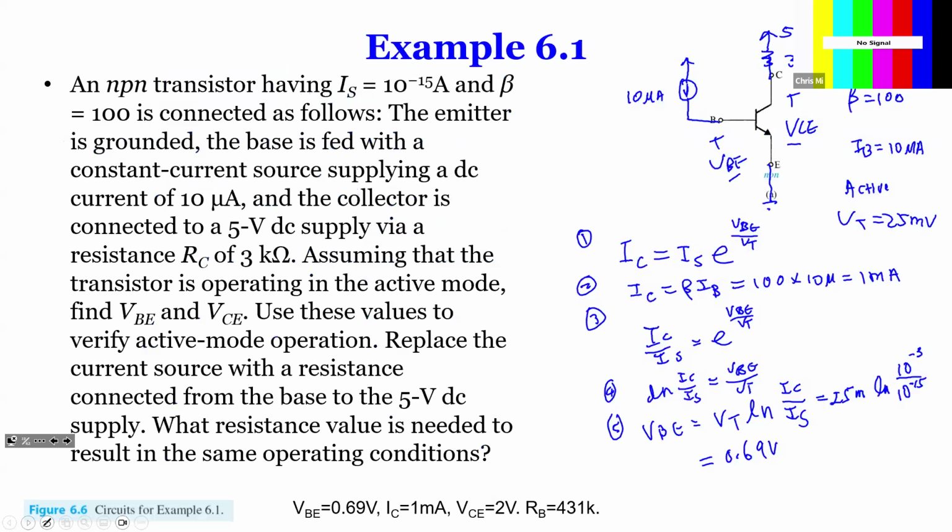Now let's go back to the problem. It was asking you to replace the current source with a resistance. The current source is the one that flows into the base. So replace that current source with a resistance connected to 5 volts. They're saying, I don't have a current source, but I have a resistor, and I have the 5 volts already available, so I want to connect that. Then they ask you, what would be the value of the resistance to get that 10 microamps, right?